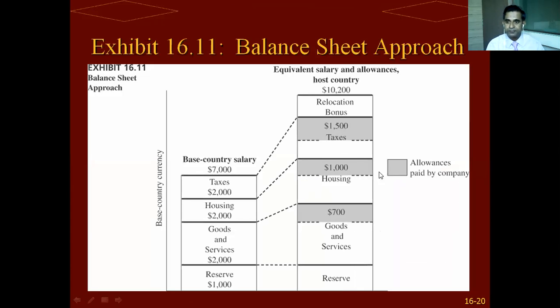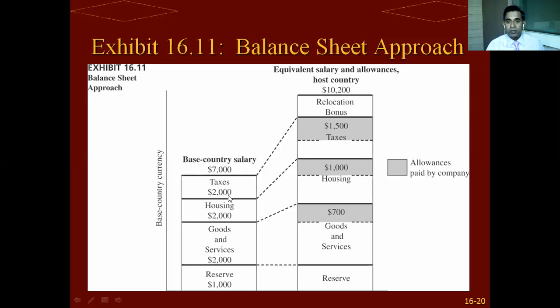See, look here. This gray marked cell is allowances paid by company. And these are base country currency, US. So base country salary is $7,000. And equivalent salary and allowances in host country. I don't know which country. Let's say an American employer is sending its employees to some other country. It's called the host country. So equivalent salary and allowances in other country are $10,200. How do they become that? Let us see.